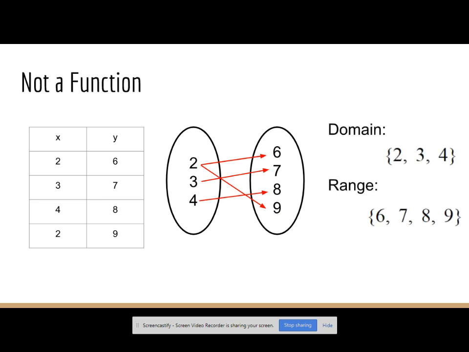So if it asks you in an assignment or a quiz or a test to list the domain and range, you would only list the 2 once. You'd only list each number in the domain once because 2 can go in one time. And then you list the range, all the range values. One indicator that this is not a function is if there are more range values than domain values. That means that at least one of these has to go to two different range values, and that's a problem.